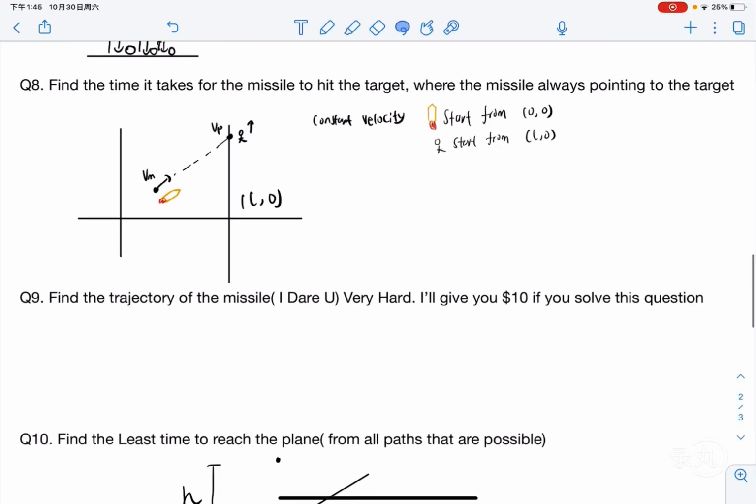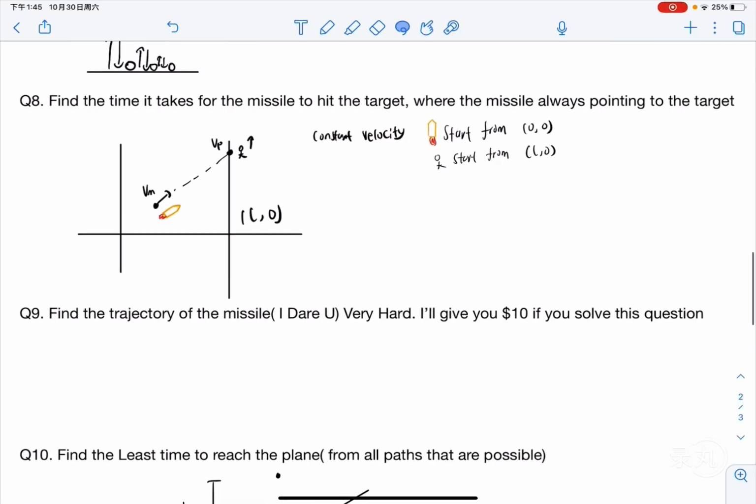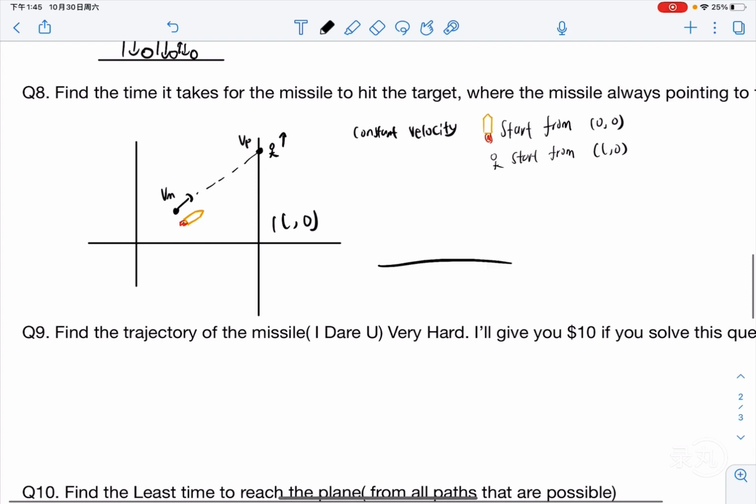Hey guys, today we're going to take a look at question 9, which is to find the trajectory of the missile. The missile starts from this point, and the person starts from this point, which is given here. It's the initial condition. Okay, let's find the trajectory.